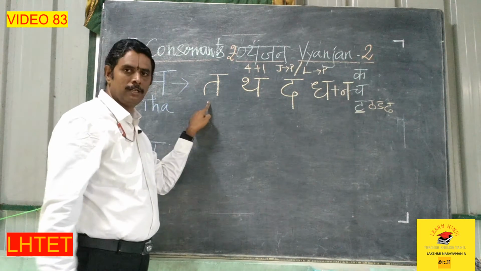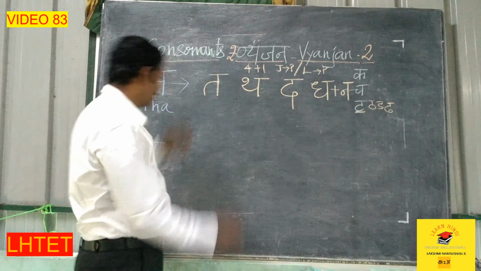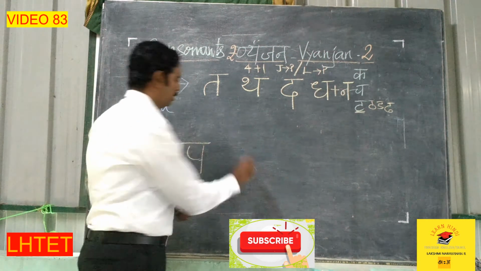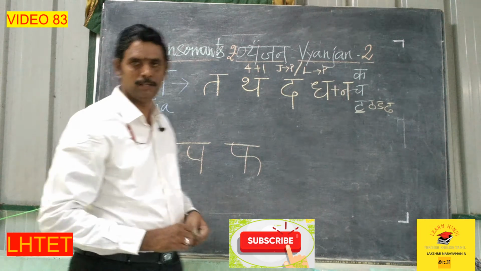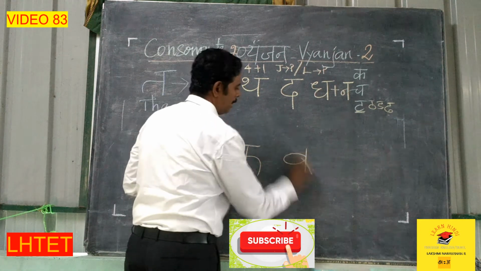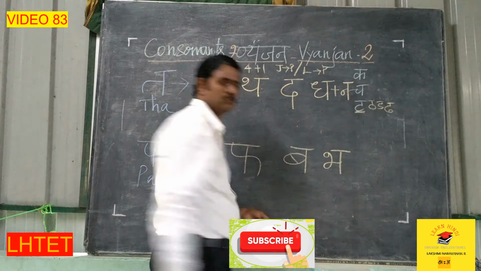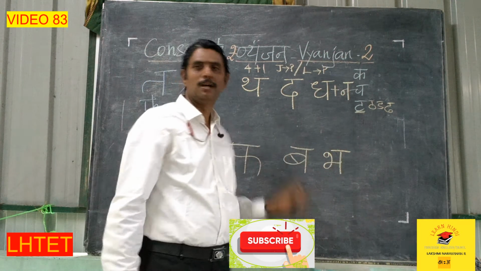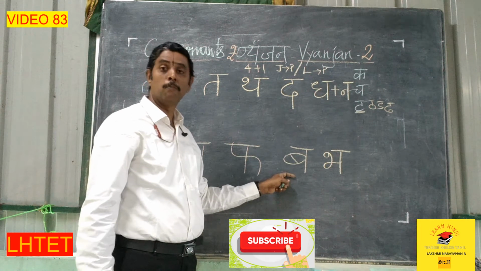Say, ta, tha, da, dha, na. Okay, next is pa. What is pa? See, pa. Next comes, give more pressure, it becomes pha. But we say fa, F-A, like fal, faruk. Okay, next is light, ba. Next, you have to give more pressure to that, ba becomes bha. Just like that, pa, give more pressure, pha. Light, ba. Give more pressure, bha.